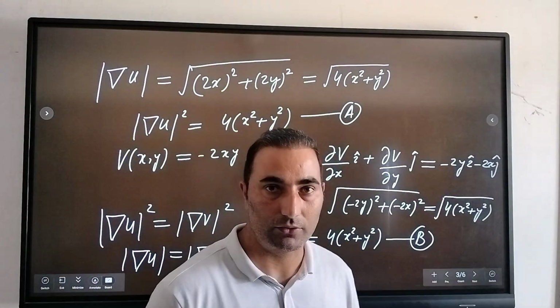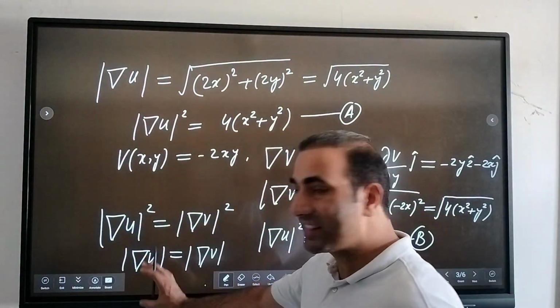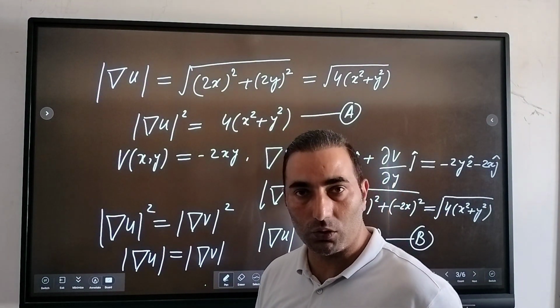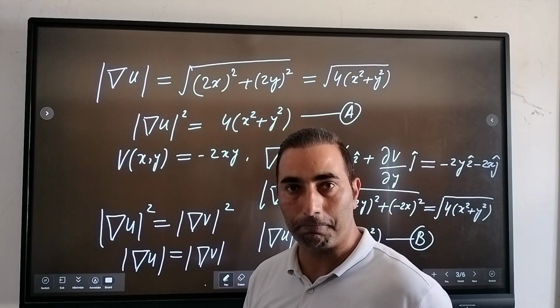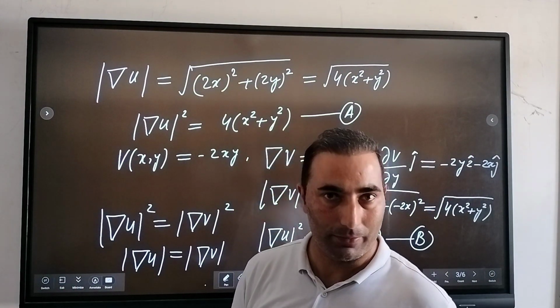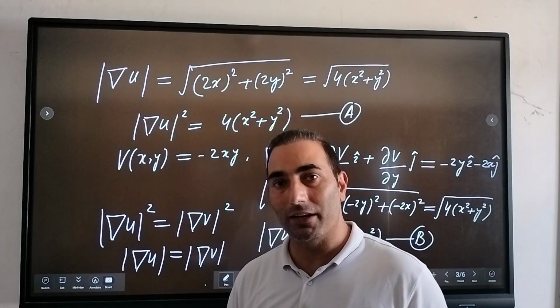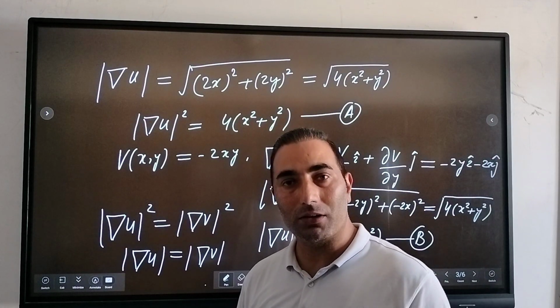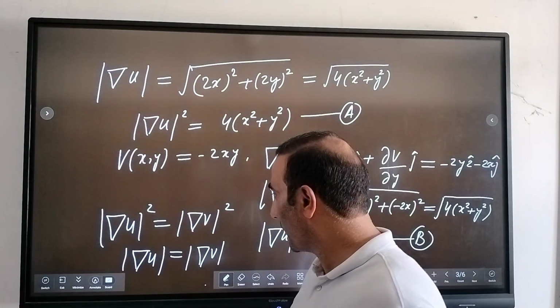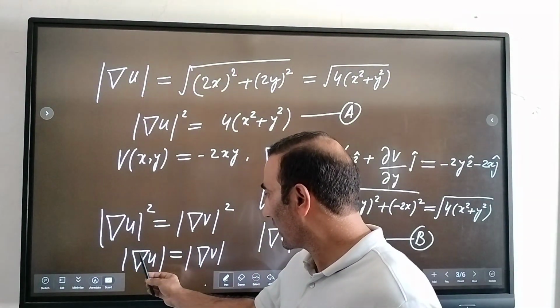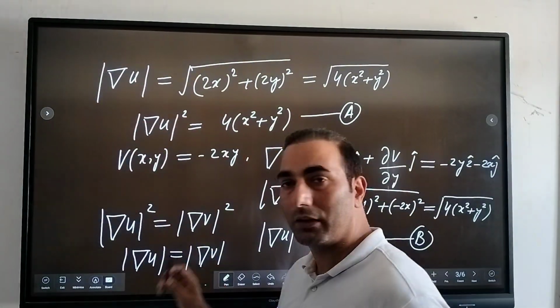So what does that mean? Here we conclude one thing: if we consider some complex function, it can be analytic or it cannot be analytic, right? But this is mandatory, this is an important condition, that our function should be analytic, right? So if it is an analytic function, we can say that nabla u should be equal to nabla v.